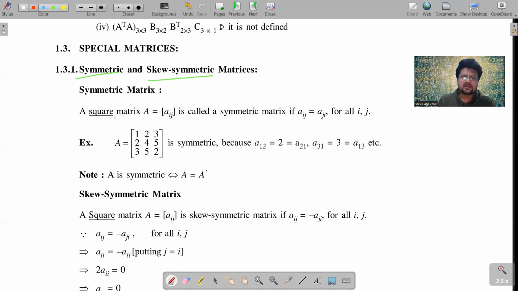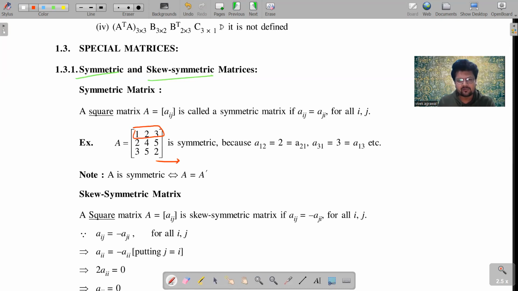Okay. Symmetric matrices are those with diagonal elements as the mirror. Yes. The diagonal elements will work as a mirror, and if you transpose it, you will get the same value. If I transpose this square matrix, you will get 1, 2, 3.